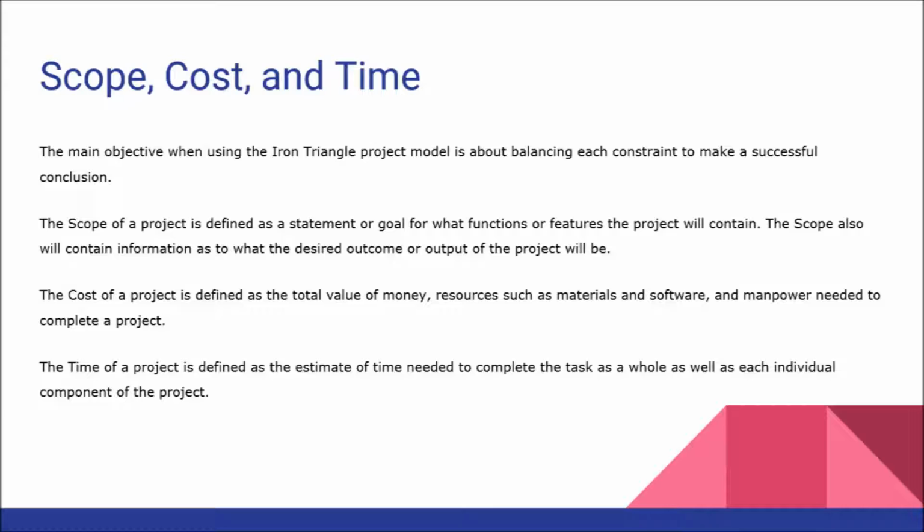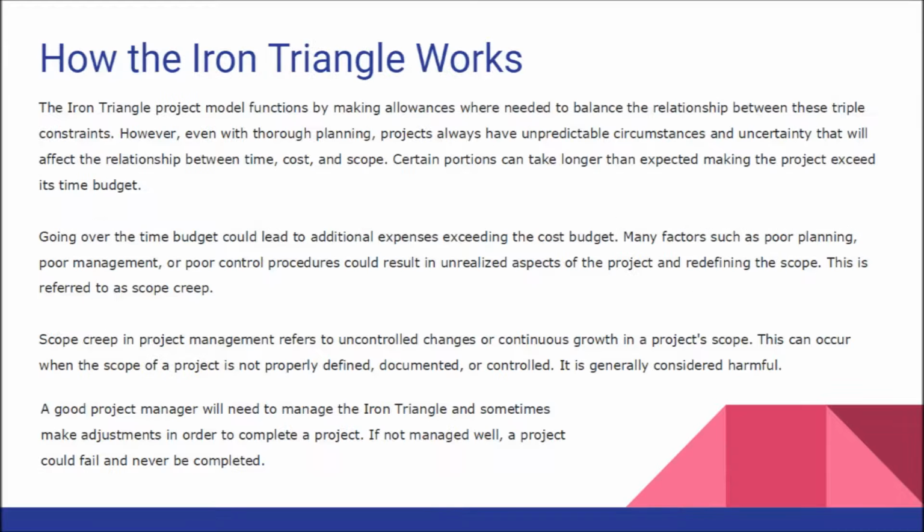The time of a project is defined as the estimate of time needed to complete the task as a whole, as well as each individual component of the project. The Iron Triangle project model functions by making allowances where needed to balance the relationship between these triple constraints.